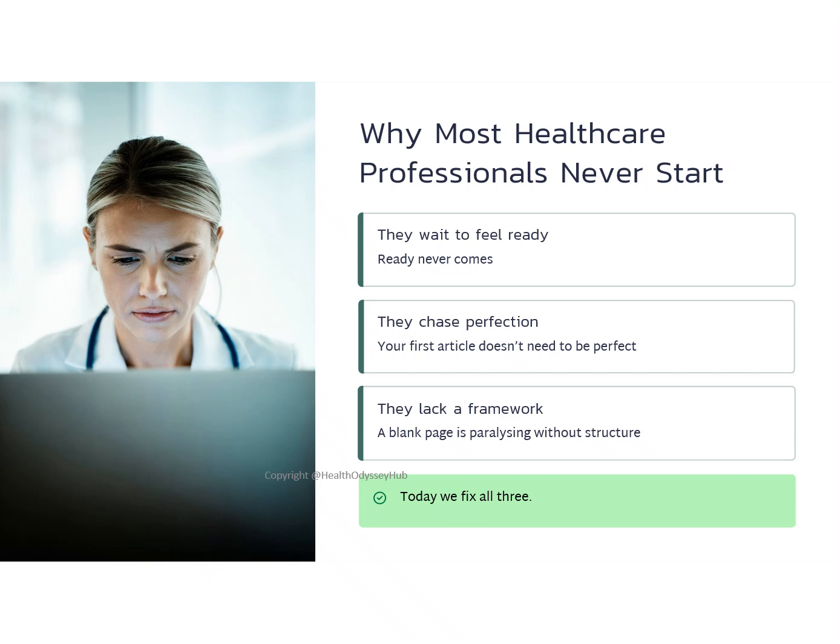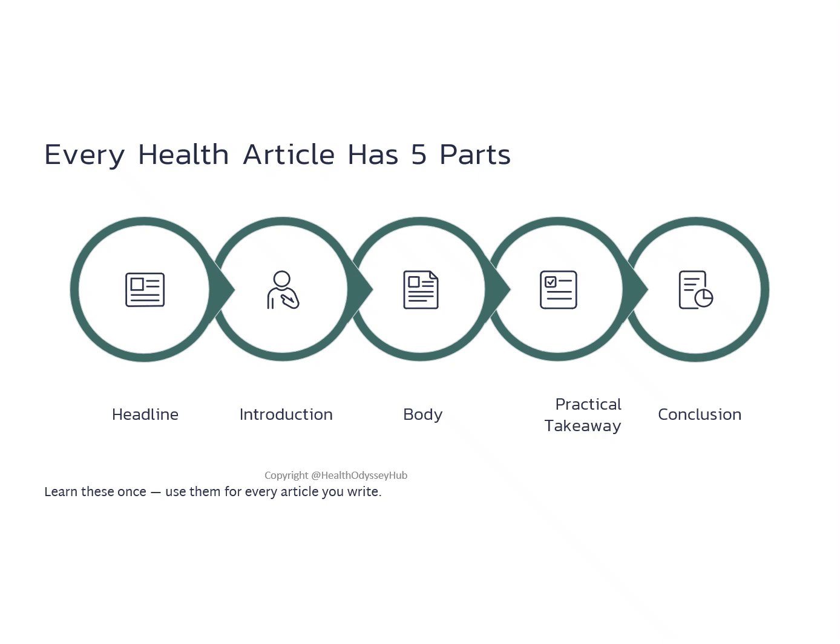The 5-part structure I am about to give you removes the problem completely. You will always know exactly what to write first, what comes next, and how to end. The blank page stops being scary when you have a clear map to follow. Every health article, regardless of the topic, length, or audience, follows the 5 parts. That is, part 1, the headline, followed by the introduction, then the body, then the practical takeaway, and at the last, the conclusion. This is the complete structure. Every health article you have ever read that worked well followed some version of this. So let us see each and every part.